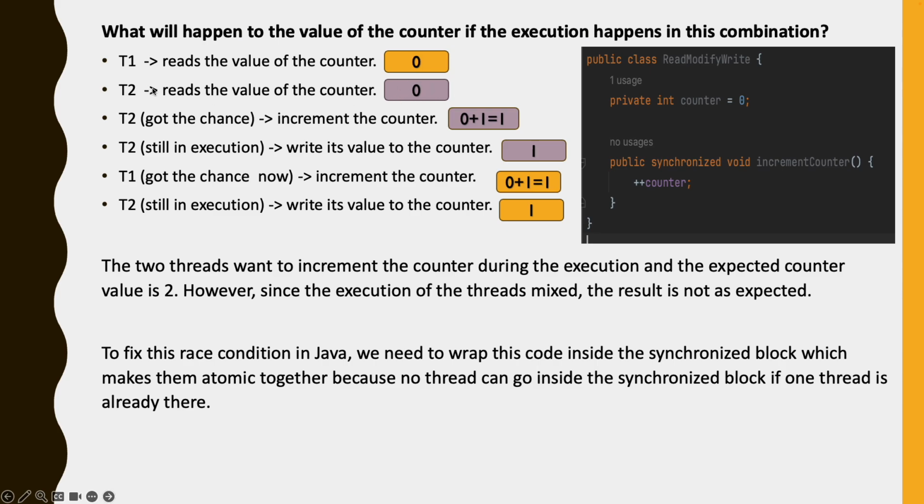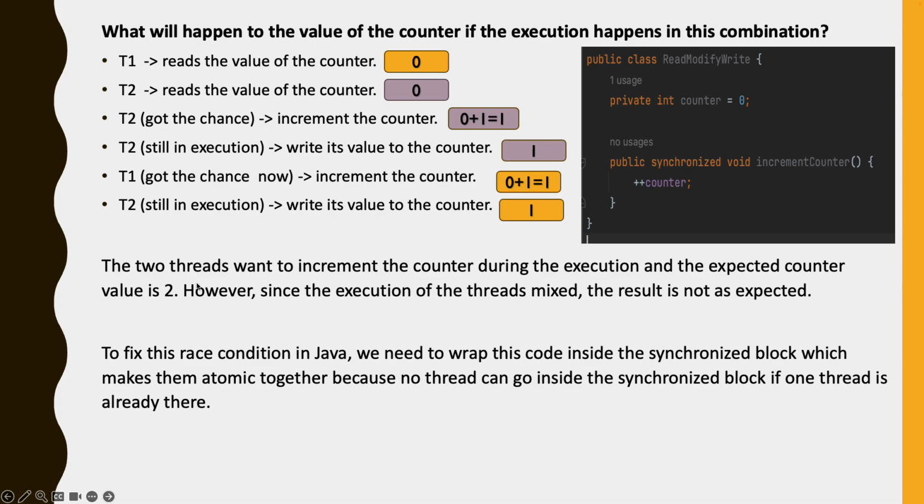T2 got the chance to execute and T1 will go to sleep mode. So T2 will increment the counter by 1 and write its value to the counter, which is 1 now. So the counter value will be 1. Now T2 is going to sleep mode. T1 comes to execution, but T1 already read the value of the counter and it has 0 in its cache memory. So it will increment the counter, 0 plus 1 is 1, and T1 will write this value of 1 to the counter.